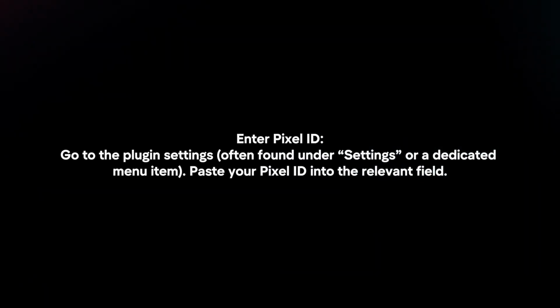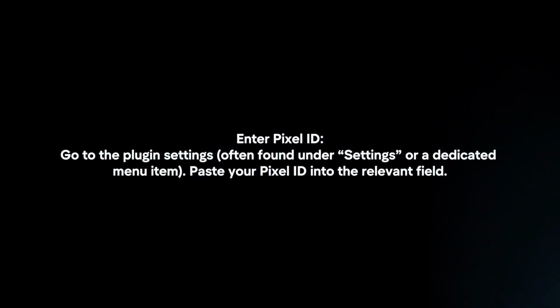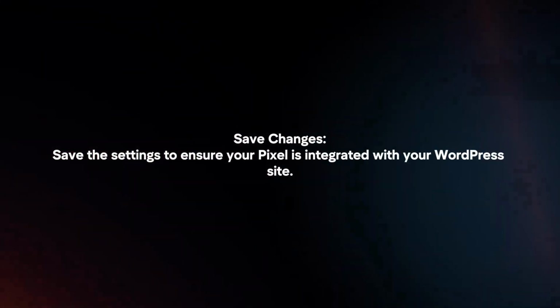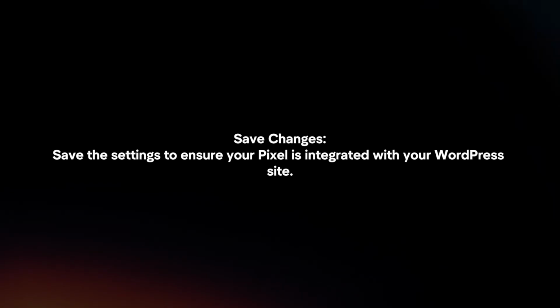Enter Pixel ID. Go to the plugin settings. Paste your Pixel ID into the relevant field. Save changes. Save the settings to ensure your pixel is integrated with your WordPress site.